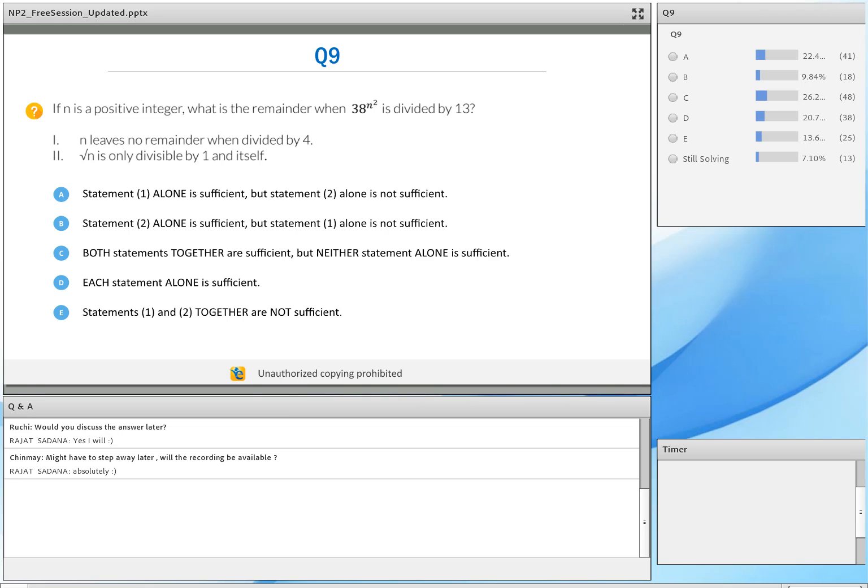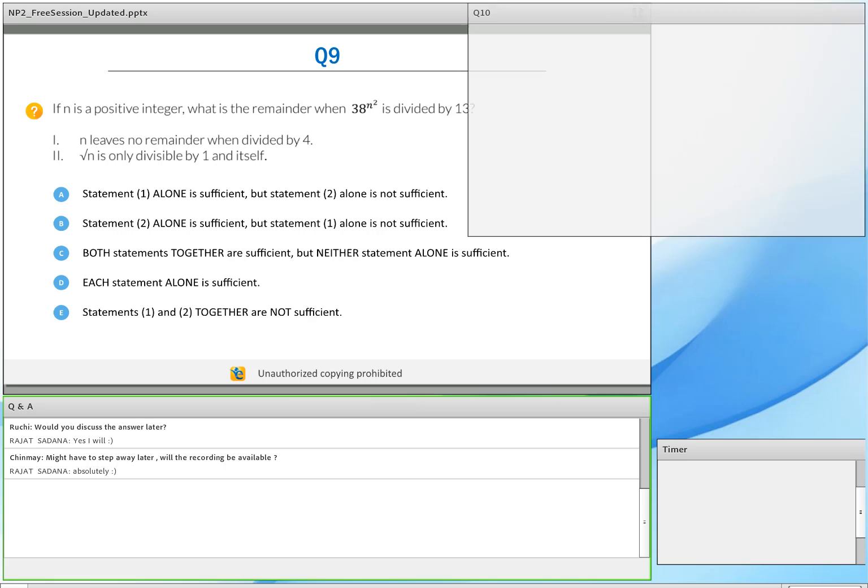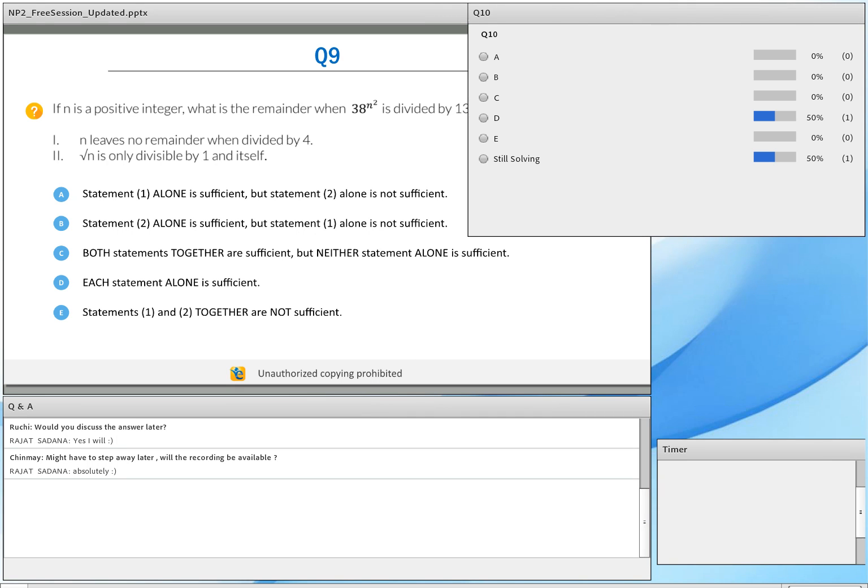Okay, we got much better participation. 182 of you responded. That's good. You can see how you guys polled. Okay, with that, we're going to do the last 700 level question before we get into the learning phase. So I want you guys to select still solving.